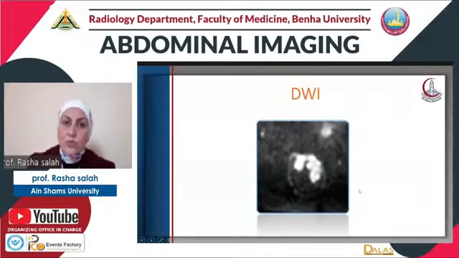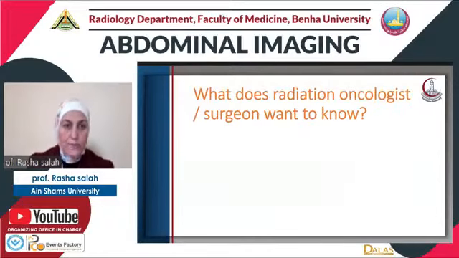Sometimes we get fallacies with the diffusion because of the mucinous tumors, because these tumors are very low cellular and they appear as no restriction on the diffusion weighted images. So diffusion will be helpful only if the tumor is not with high mucin content, and it is useful in initial staging and also in the restaging, which has a higher value of the diffusion weighted image.